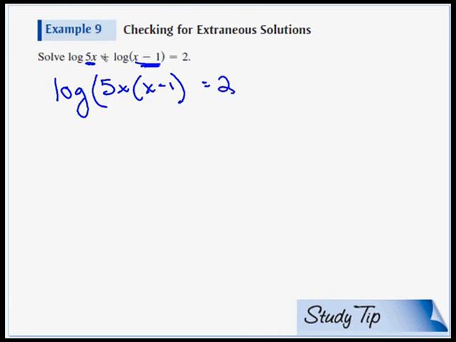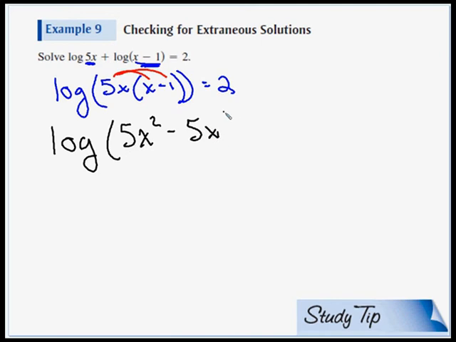equal to 2. And I guess we could distribute the 5x throughout that set of parentheses right here. So that'll give us the log of 5x squared minus 5x, and that's equal to 2. Alright, since our log is a common log or base 10, it's implied that it's in there, I'm going to exponentiate each side to a base of 10.